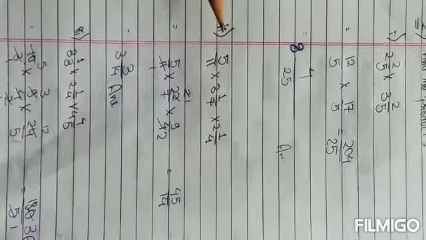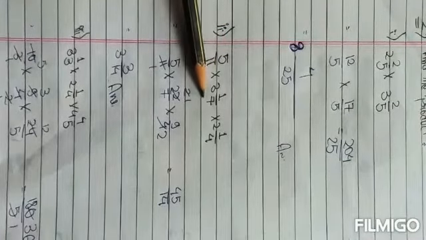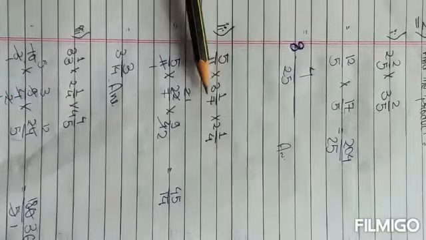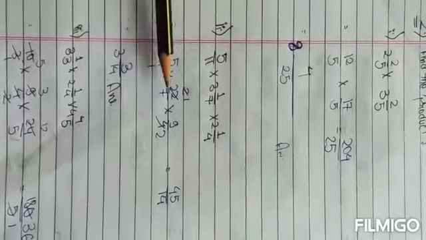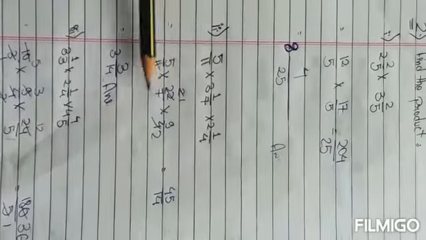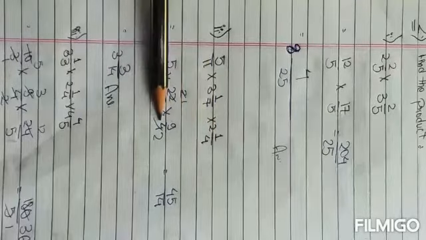Now see question number 2, second number: 5 by 11 multiply. Here also it's given in mixed fractions. You have to change into improper fractions. 7 multiply 3 you will get 21, 21 plus 1 you will get 22 by 7. 4 multiply 2 you will get 8, 8 plus 1 you will get 9 by 4.